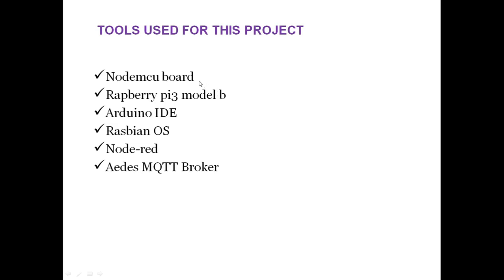Before showing you how this works, let's discuss the tools that have been used in this project. We have used the NodeMCU board, the Raspberry Pi 3 Model B, and the Arduino IDE. We have used the Raspbian OS that is installed on the Raspberry Pi, and I've installed Node-RED within our Raspberry Pi, and we are using an MQTT broker.